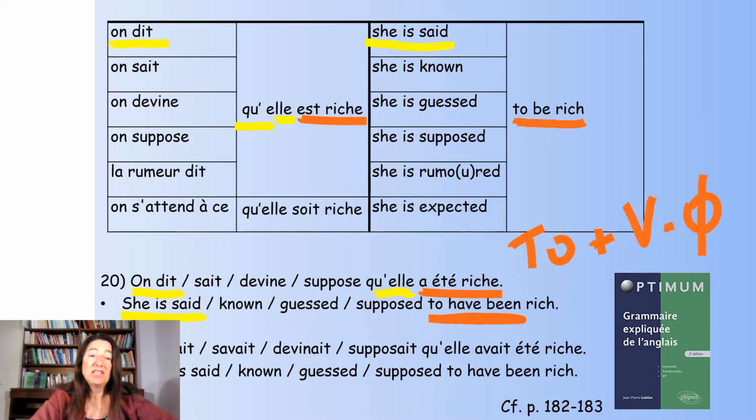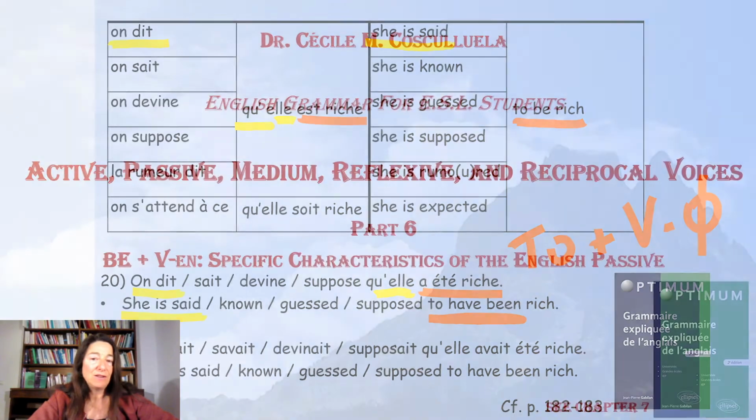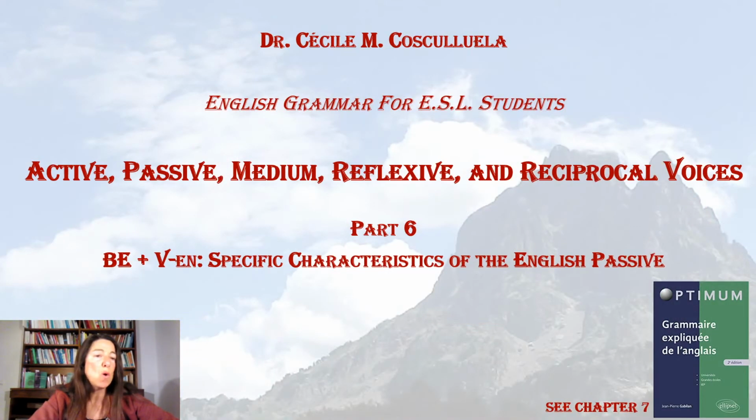And these really important grammar points, you will find in La Grammaire expliquée de l'anglais, pages 182, 183. Okay, so do these translations again to make sure that you really understand them and that you're able to do them again. And next time in the next video, we'll go over more specific characteristics of the English passive.